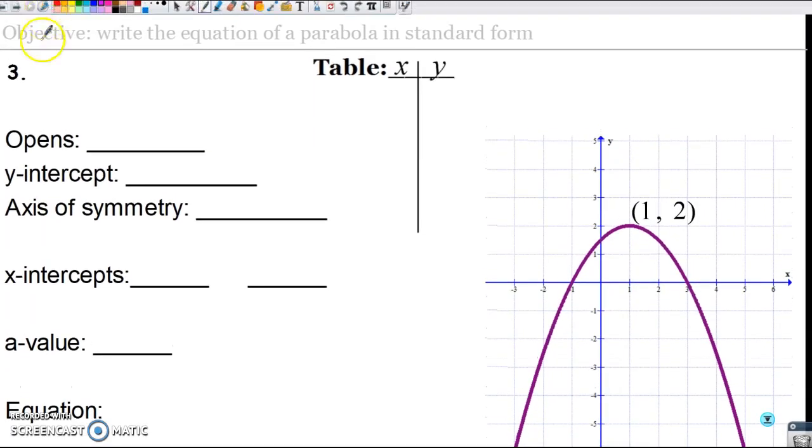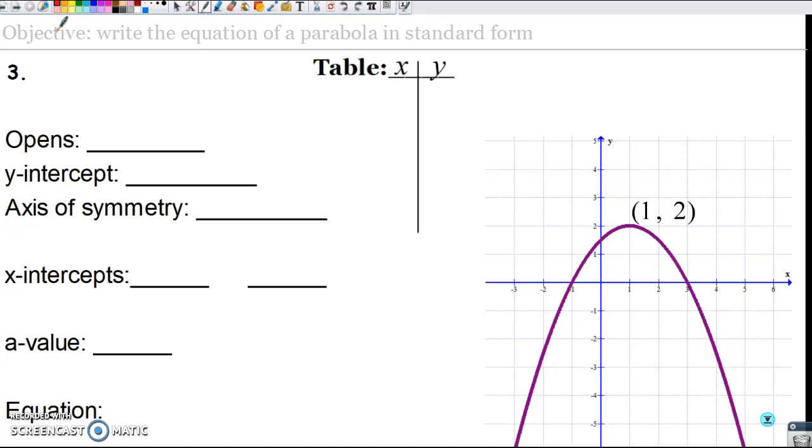Okay, so in today's video, we're going to again write the equation of a parabola based on its graph, and we're also going to compare different representations of parabolas to know which one has the steepest or widest graph.